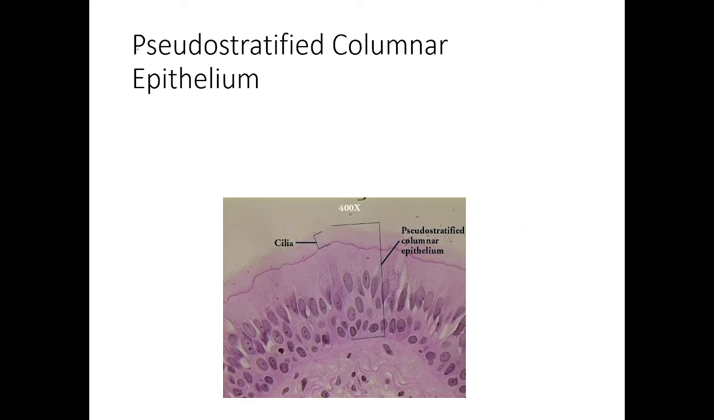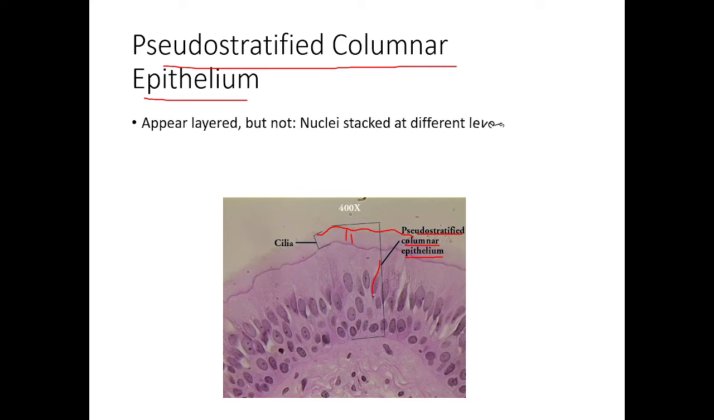Next type is pseudostratified columnar epithelium. What is pseudostratified columnar epithelium? You can see in the image that they are ciliated. These are cilia, hair-like projections. They look like columnar epithelium, but they are not columnar epithelium, they are pseudo, the false columnar epithelium. These cells appear as a layer, but the nuclei are stacked at different levels, often found with cilia and goblet cells scattered throughout.